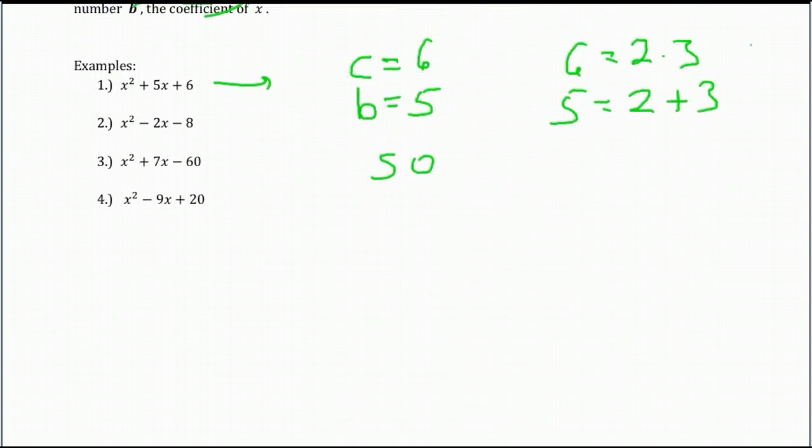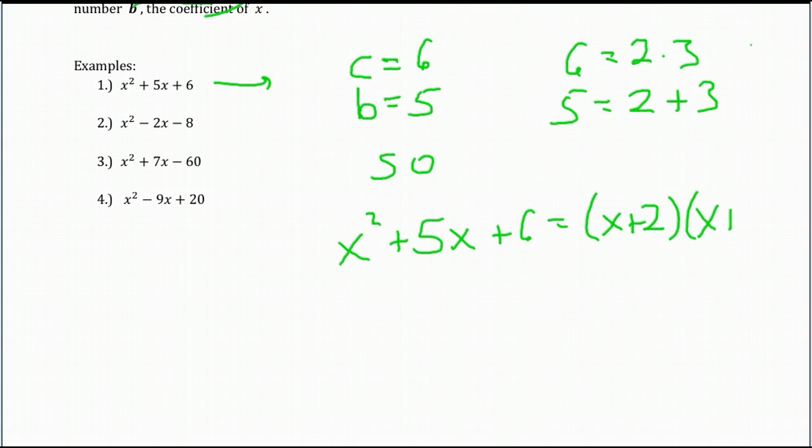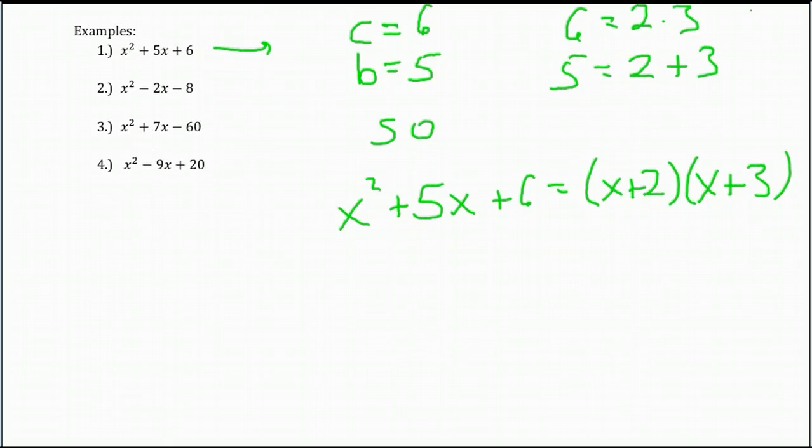We can factor our polynomial x squared plus 5x plus 6 as x plus p times x plus q, and that's going to be x plus 2 times x plus 3 for us. Okay, and you can check that by multiplying it back out. Just make sure that the x term adds up correctly, and it will there.